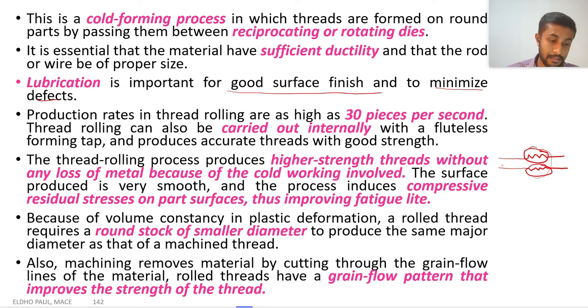Because of the consistency in plastic deformation, a rolled thread requires a round stock of smaller diameter to produce the same material, same major diameter as that of machined threads. That is also an important advantage of the thread rolling process. We only require a blank with a smaller diameter compared to the blank required for machined thread development. Also, machining removes material by cutting through the grain flow lines of the material. Rolled threads have a grain flow pattern that improves the strength of the threads.